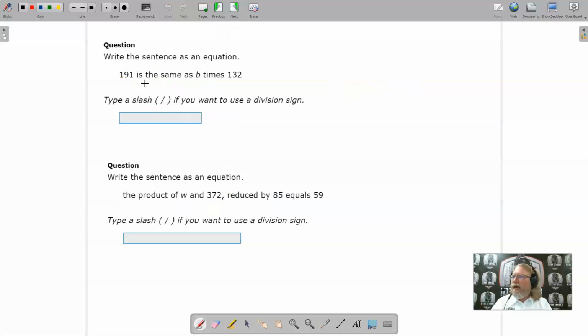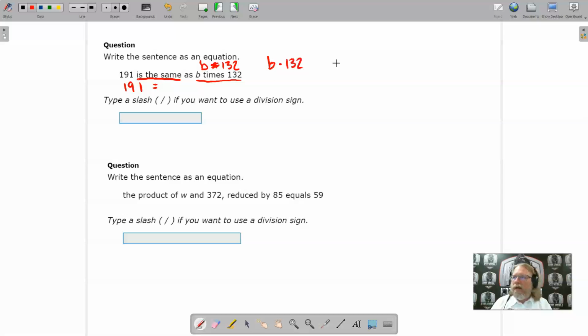All right, here we have the words is the same as, so this is our equal sign. So we'll bring down our 191. And B times 132. We'll go back, fix that up. B times 132. Well, we could do B X 132, but we don't want to use this X sign as multiplication. We could do B, and why not? Because we don't want to confuse it with the variable X. So we're kind of past using the X sign as multiplication. We could do B dot 132.